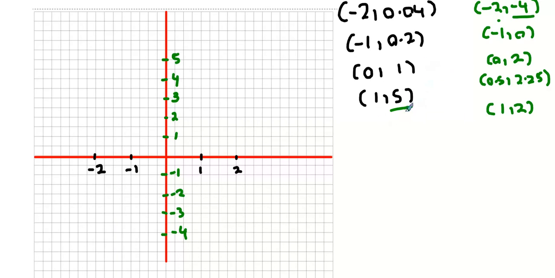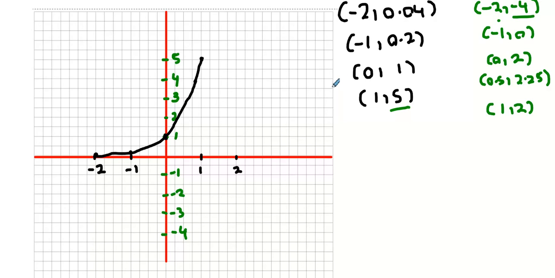I'll start off with the f of x, the black ones first. So -2, 0.04 is very small, like literally on the axis. Then we have -1, 0.2. Well, this is 0.5, so 0.2 will just be a bit above the axis there. Then we have 0, 1, which is here. And then we just have 1, 5, which is here. So you can see it's quite a steep increase once it gets towards the 5 like that. So that is our curve there.